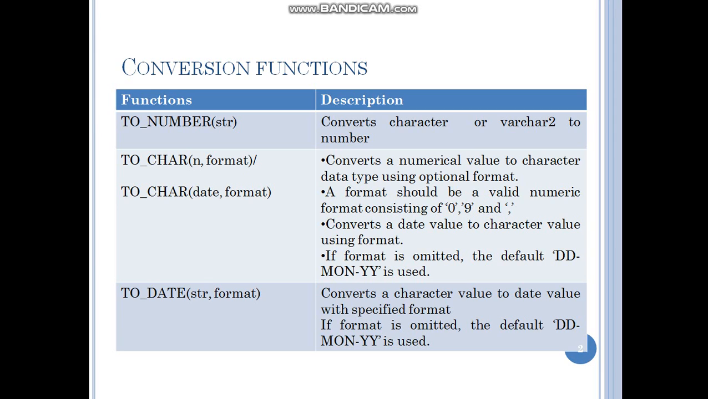A format should be a valid numerical format consisting of 0, 9 and comma. It is also used alternatively to convert date to character. If format is omitted, the default type of date, that is DD, month, YY, is used. TO_DATE. It converts a character value to date value with specified format. If the format is omitted, the default DD, month, YY is used.